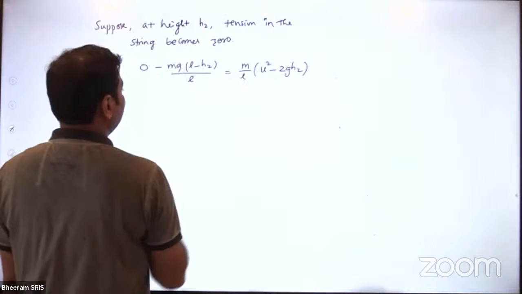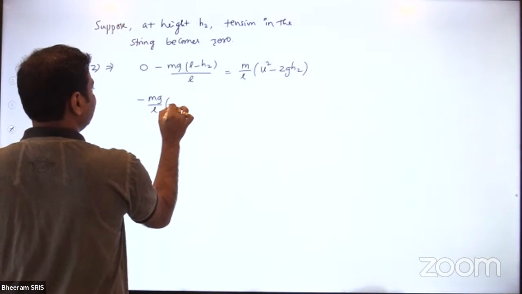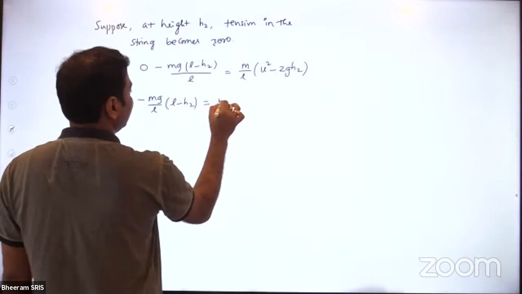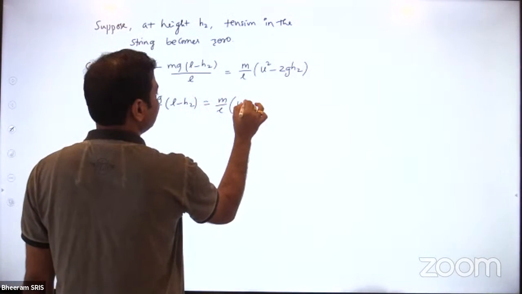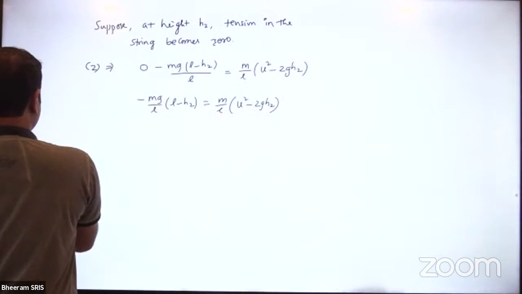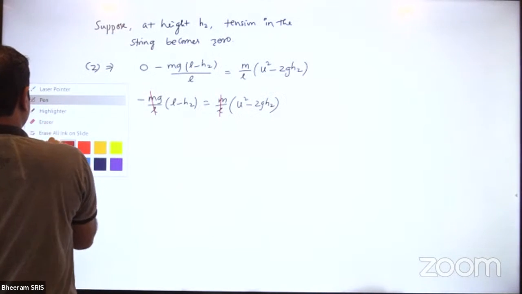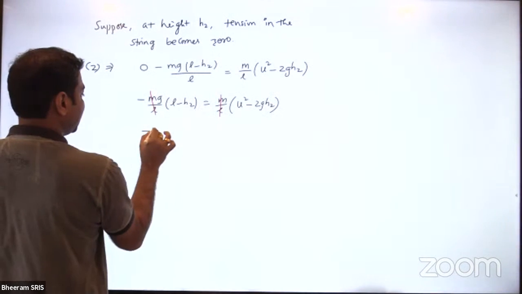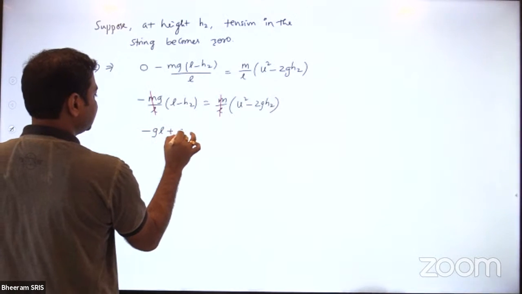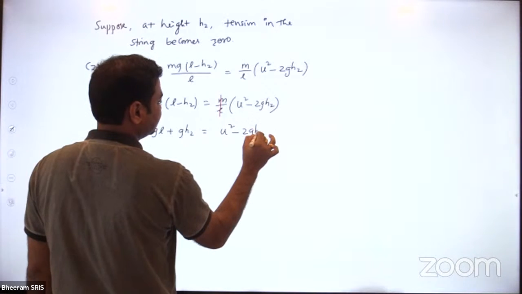Now I can find out the H2 value. How to find out the H2 value: minus mg by L into (L minus H2) is equal to m by L into (u square minus 2g H2). Let us say m by L cancels out in both places. What is the value? This is minus gL plus gH2 is equal to u square minus 2g H2.